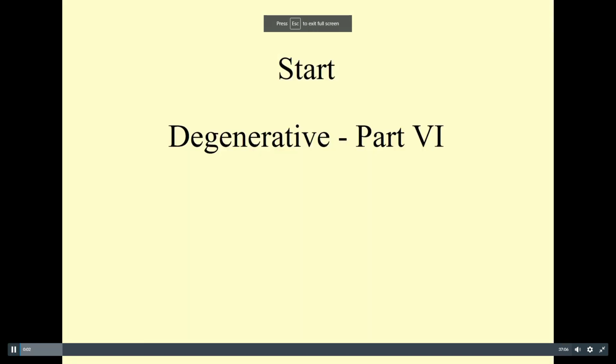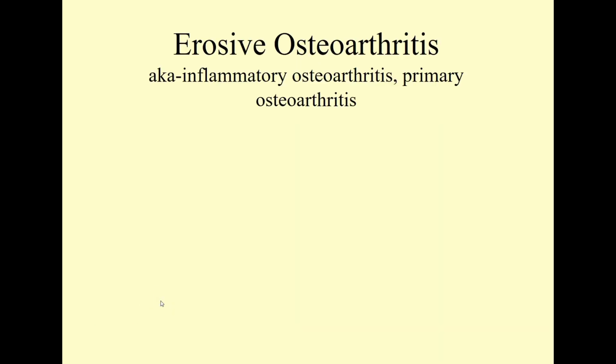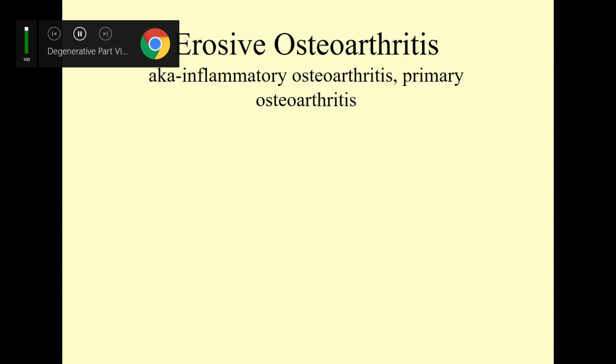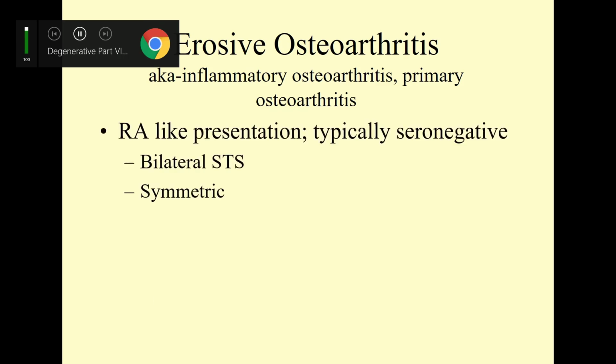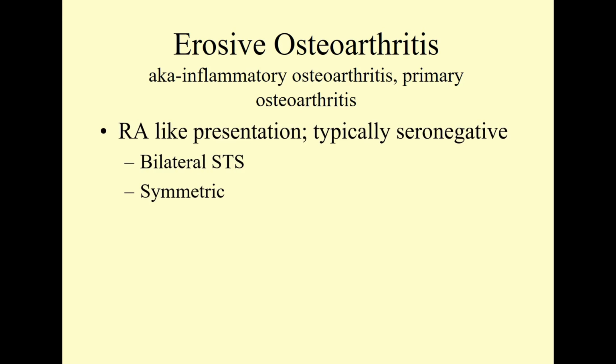Now we're going to talk about the sixth and final lecture attached to the degenerative subcategory of arthritis. First, we're going to take a look at erosive osteoarthritis, sometimes referred to as inflammatory osteoarthritis or primary osteoarthritis. This is considered to be still a degenerative entity, but it definitely has an RA-like presentation. Yet, it's typically seronegative, meaning no rheumatoid factor.